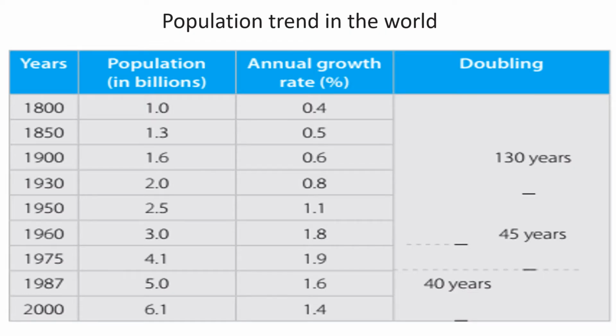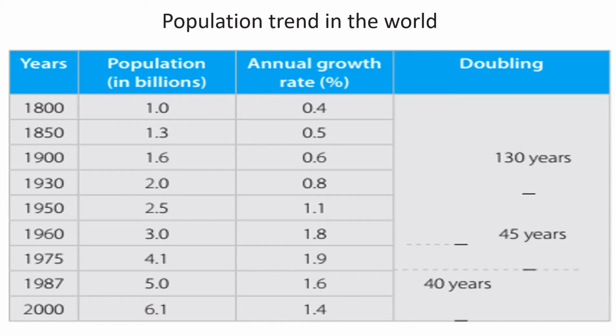This table shows the population trend in the world, according to the year, the number of population in billions, annual growth rate, and the doubling rate. It increased steadily. The annual growth rate, as you see, is increasing steadily. Then in 1987 it decreased, and again in 2000 it decreased. However, at first the doubling was at 130 years, then every 45 years, then in 40 years.